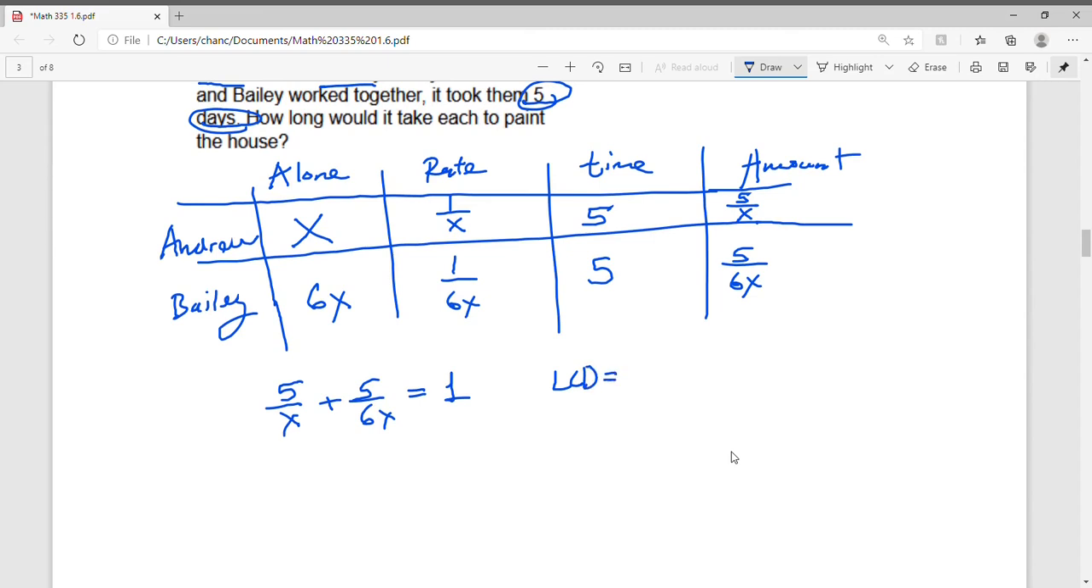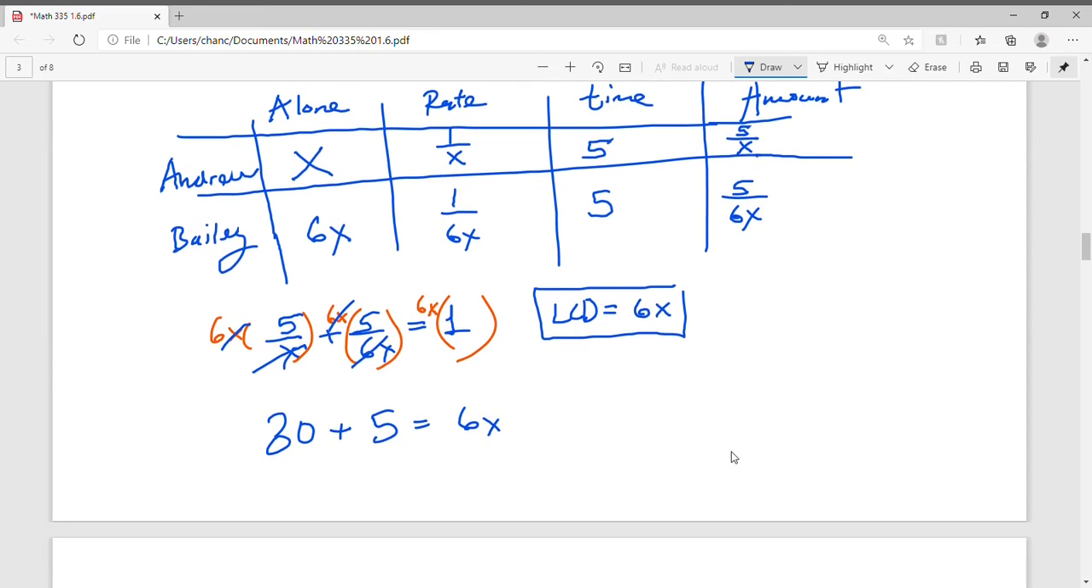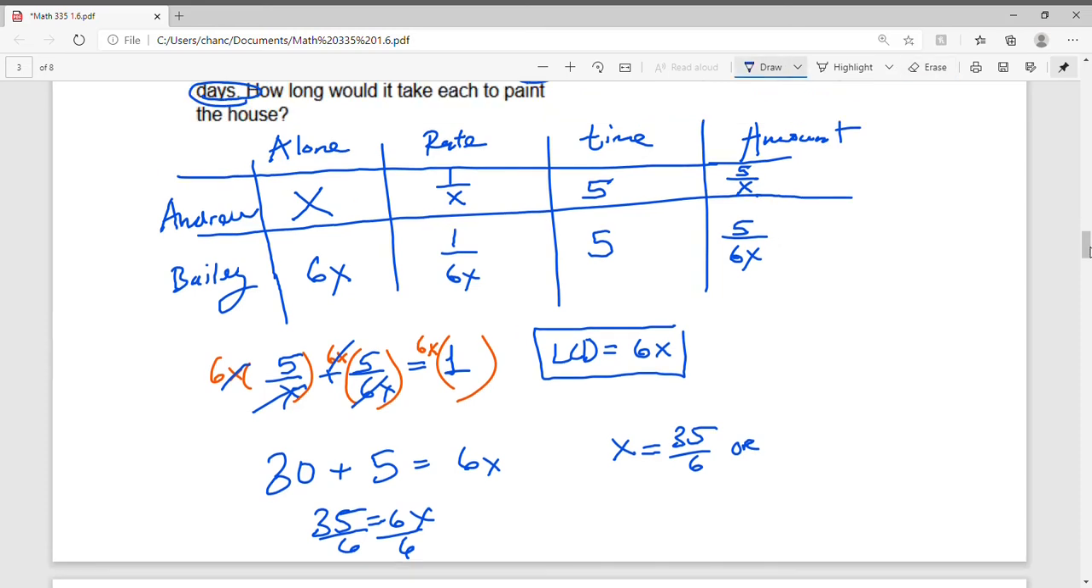Let's find our LCD. Our LCD should be 6x. Now we can multiply the 6x times every single term. This gives us 30 plus 5 equals 6x. Or 35 equals 6x. I could divide both sides by 6, and x is equal to 35 over 6. Or we can convert this to a fraction. This is equivalent to 5 and 5 over 6 days.